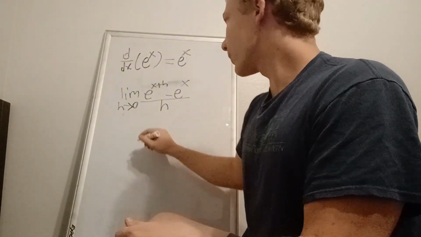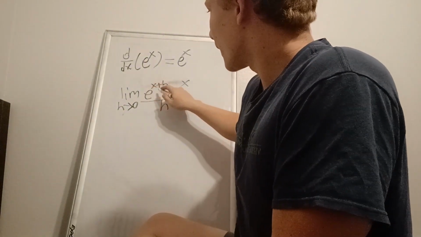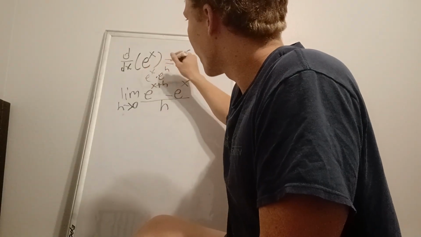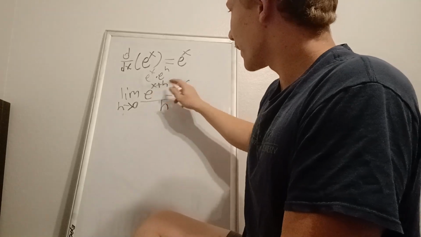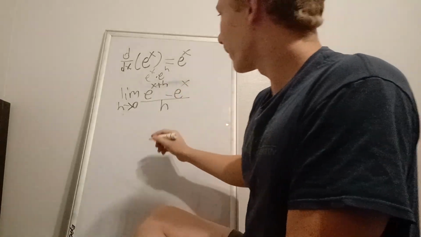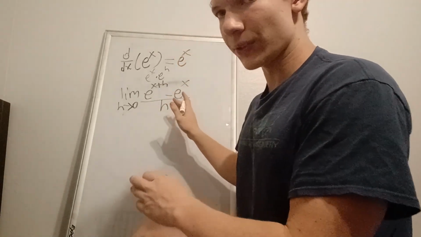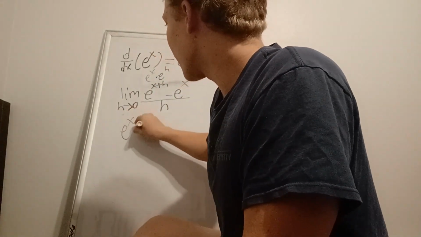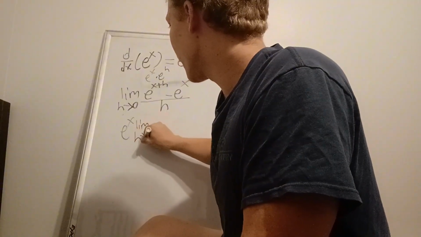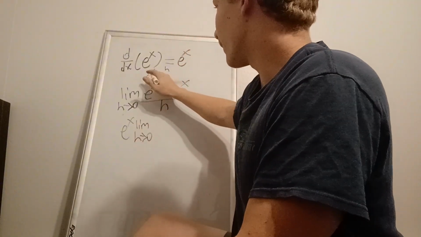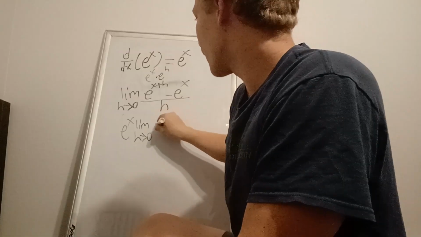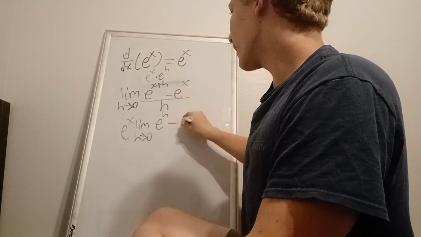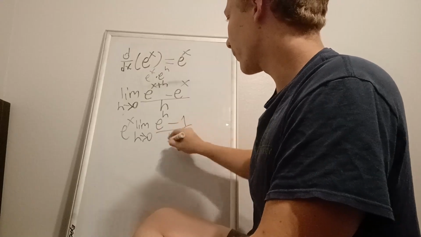Now, let's do some algebra. Exponent rules say that this is e to the x times e to the h, which means we can factor out an e to the x here and an e to the x here. And since that doesn't have any h's in it, we can actually take it outside of the limit. So what we get is e to the x times the limit as h approaches 0 of e to the h, since the e to the x is factored out, minus 1, over h.